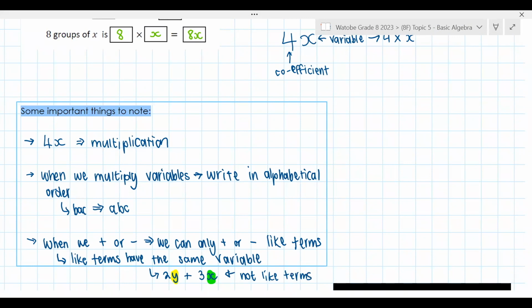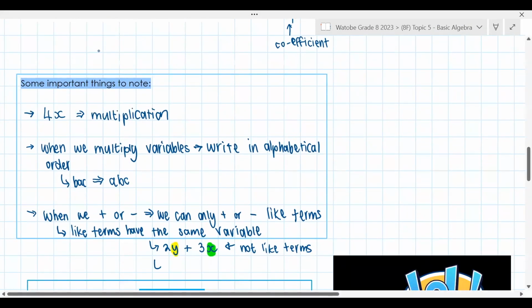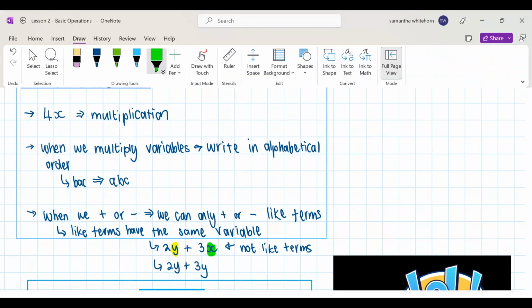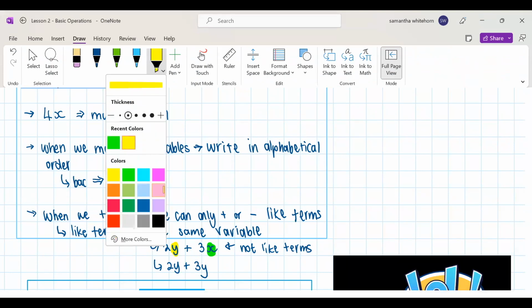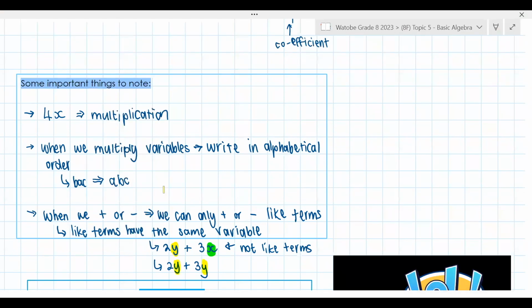However, if I had, for example, 2y plus 3y, these are now the same variables. And because they have the same variable, I can add or subtract them. And so I can simplify that expression further to give me an answer of 5y.